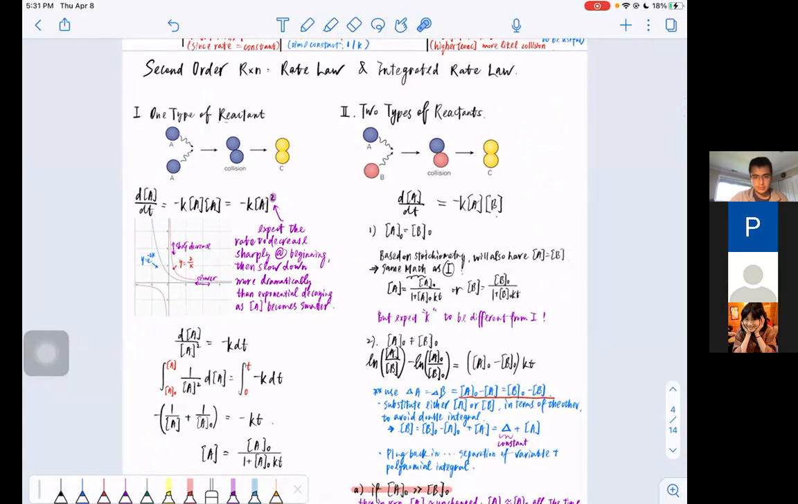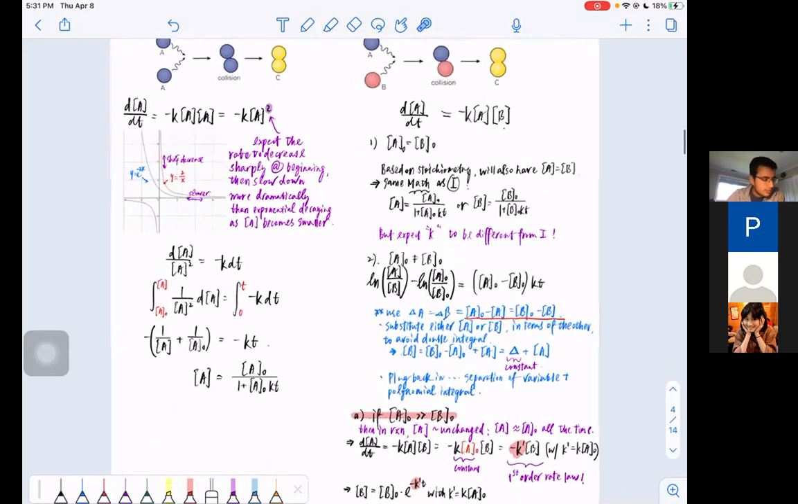So let's consider the first case where we have only one type of reactant. That means we have two molecules of the same type, right? So A and A collide with each other. Let's write our rate law as negative K times the concentration of A times the concentration of A, and let's separate our variables. I think you did that yesterday, so just basic integration stuff.